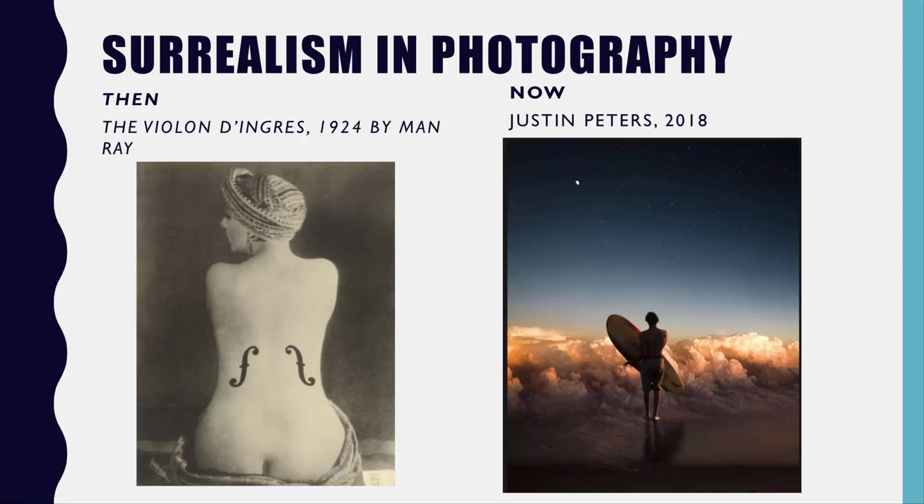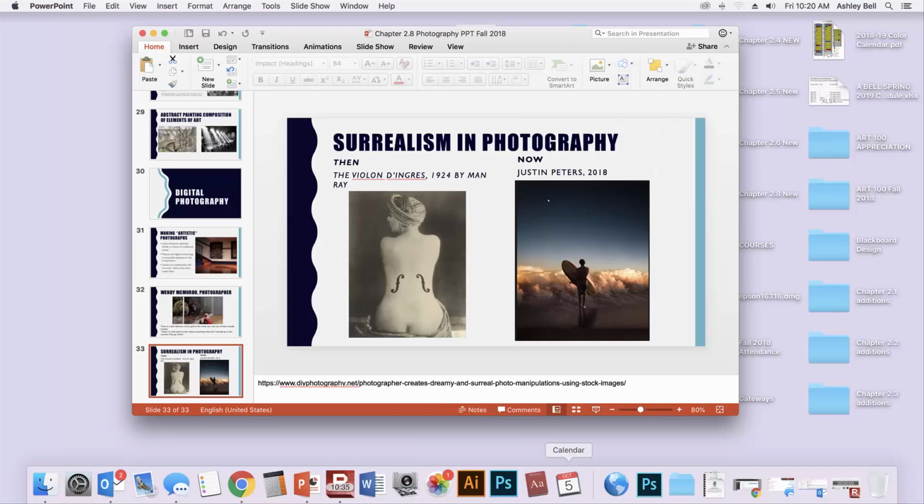And he's a really interesting digital photographer if you want to look him up. He's pretty young, Justin Peters, and he has a lot of beautiful surreal landscapes where he takes different photographs, and through Photoshop he combines them together, and it really is a true art form. Okay, and that's going to conclude us.